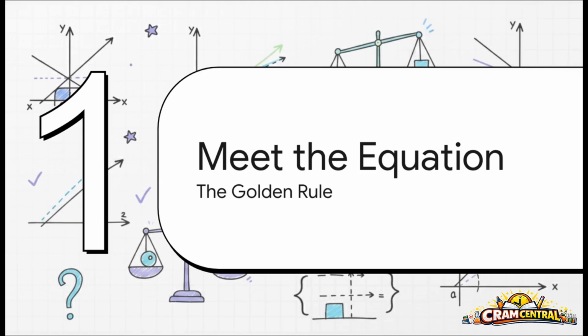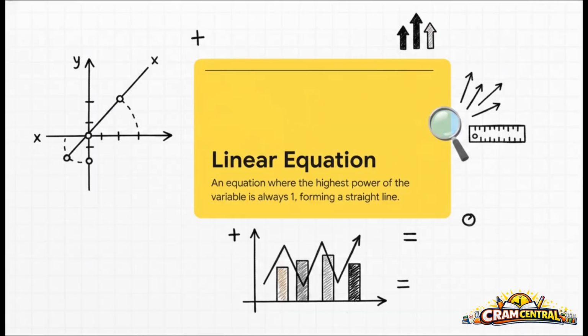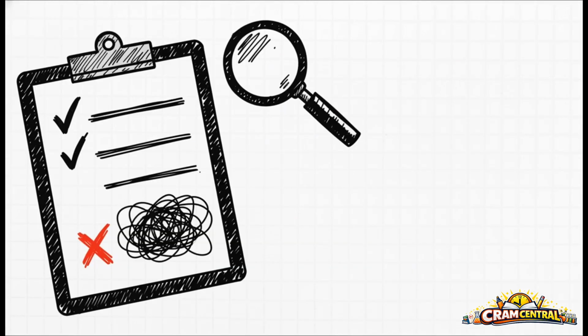Section 1. Meet the linear equation. Let's clear up the mystery behind this terminology right off the bat. A linear equation is simply an algebraic equation where the highest power of the variable is always 1. That is the absolute golden rule here. You might also hear it called a one-degree equation. And honestly, the coolest part? When you graph an equation that follows this exact rule, it always, without fail, results in a perfectly straight line. Hence the name, linear.